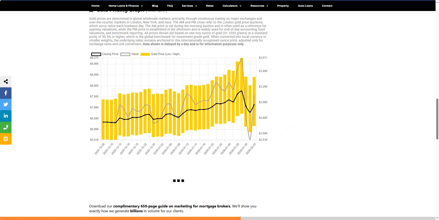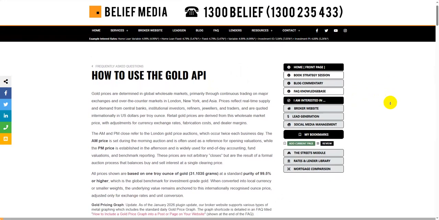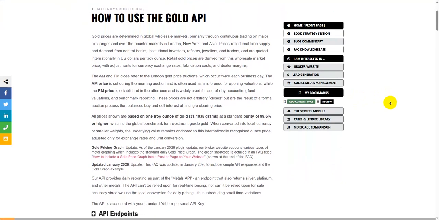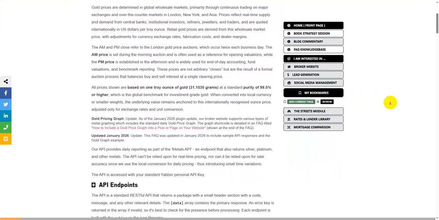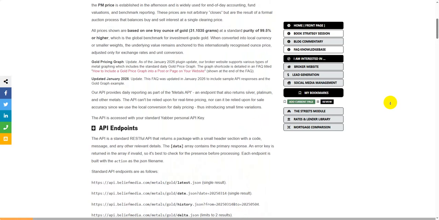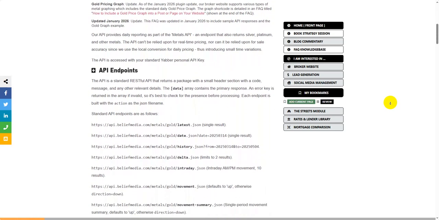By the way, you can access, I've got an FAQ here that deals with how to use the gold API. Now, the gold API is part of what we call the metals API, so it includes silver and platinum and a couple of other metals as well. Contrary to a couple of questions that have been asked of me lately, it is different to the Bitcoin API. The Bitcoin API is on its own endpoint.